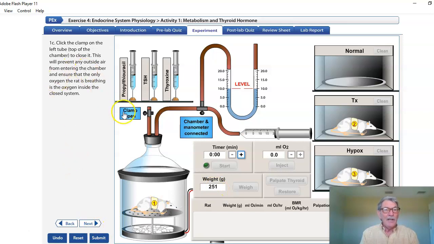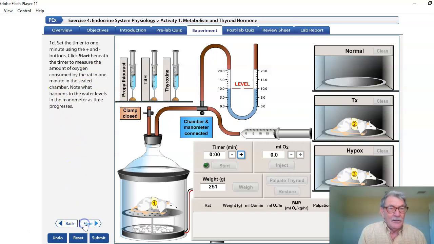Click the clamp on the left to close it, so no fresh air can get in and mess things up. Okay. And next, set the timer to 1 minute. You've got to click on this a whole bunch of times. Okay. And we're going to start the timer.